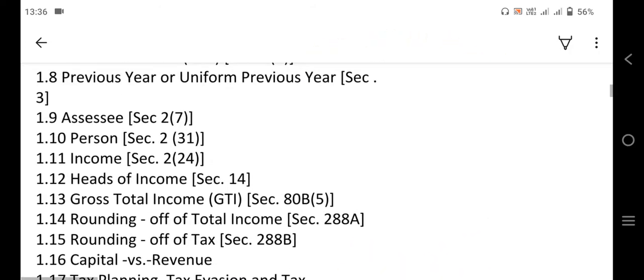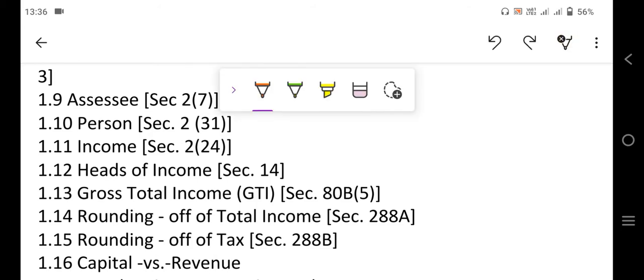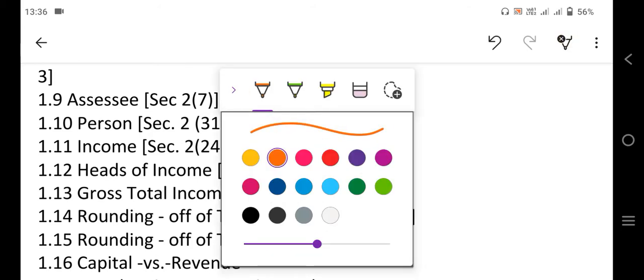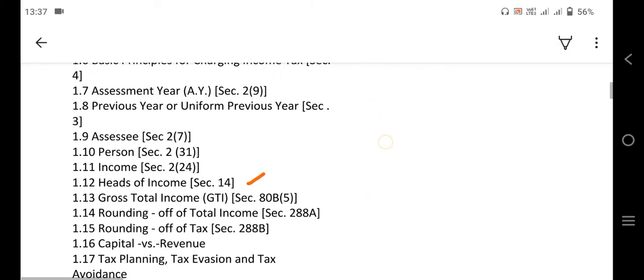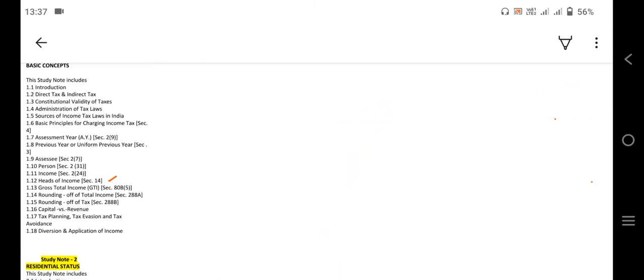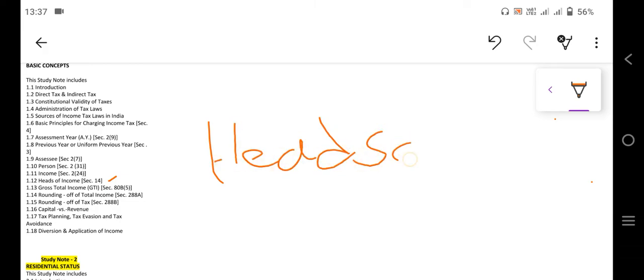Now we go to section 14: heads of income. According to section 14 of the Income Tax Act, all income of a person shall be classified under the following five heads. So now we will discuss heads of income.